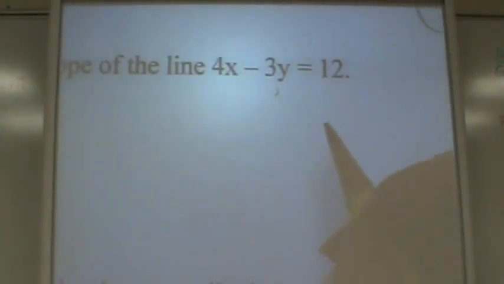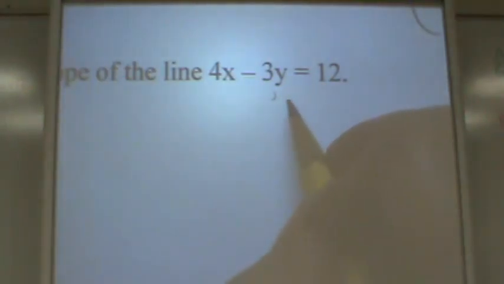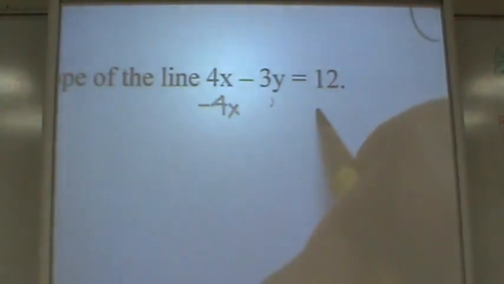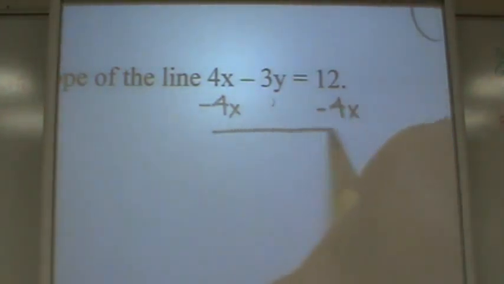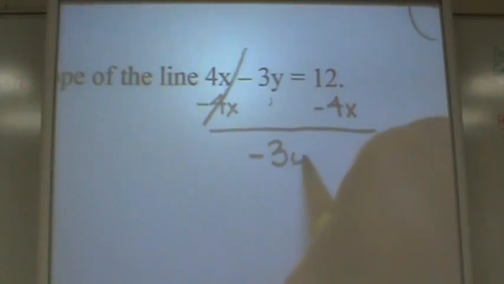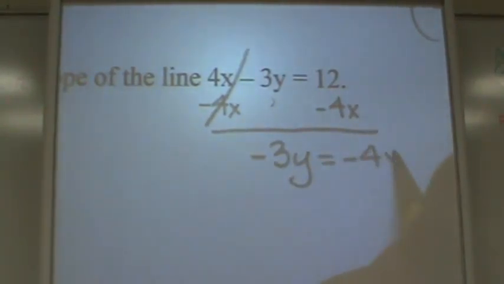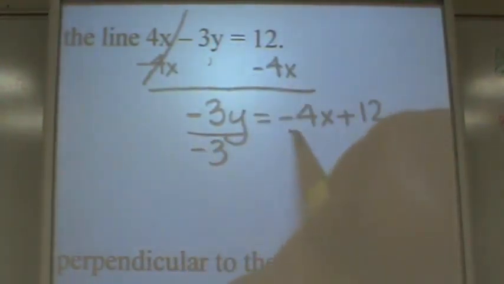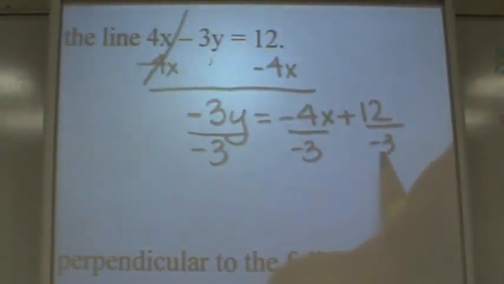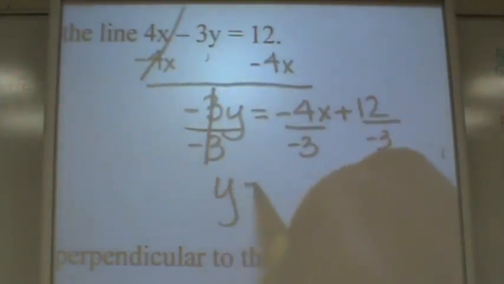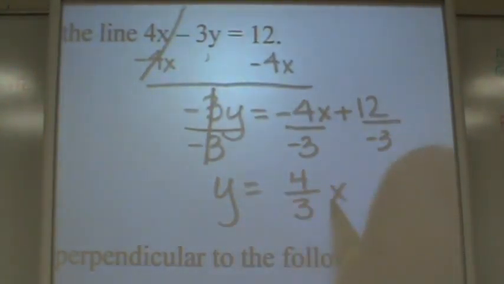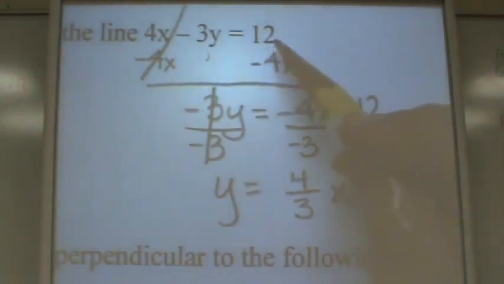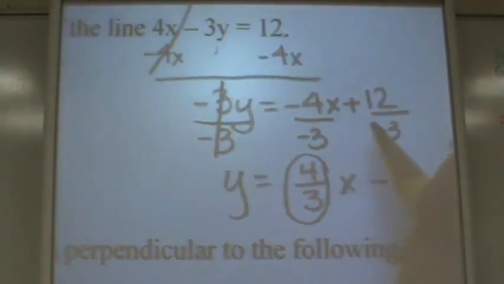It's in standard form. To find the slope of this line, what you're going to do is solve this equation for y. So first subtract 4x, and then divide everything by negative 3. So y is 4/3 x minus 4. So if you were asked, what is the slope of this line? The slope is 4/3.